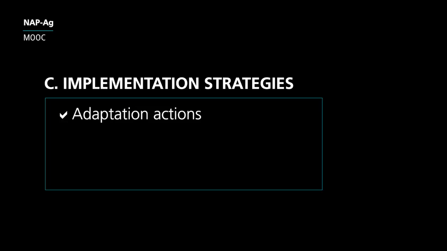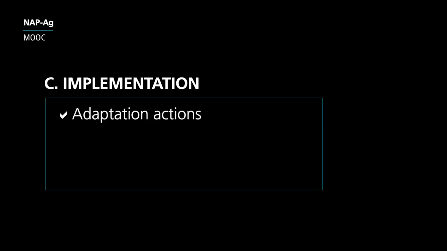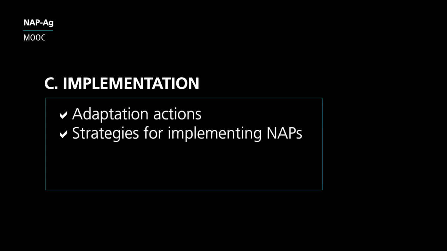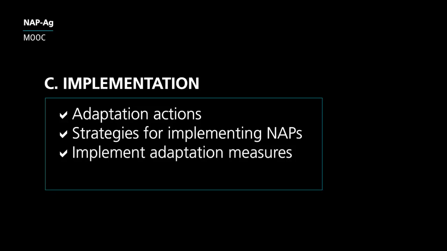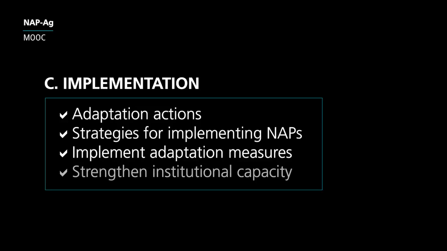The questions to answer here are: how do we prioritize adaptation work at the national level, keeping in mind the broader development needs? What are the potential costs of implementation? How can these costs be met? During this phase, countries may produce strategies for implementing NAPs. They may implement concrete adaptation measures in line with NAPs, or they may have to strengthen institutional capacity and regulatory frameworks. Beware and behold the final block, element D.